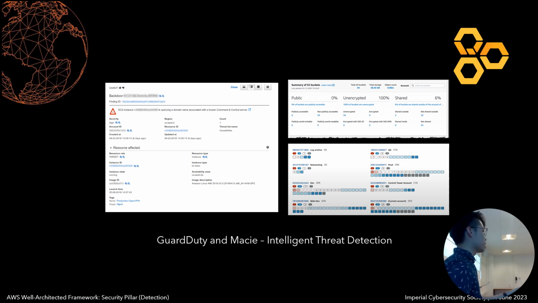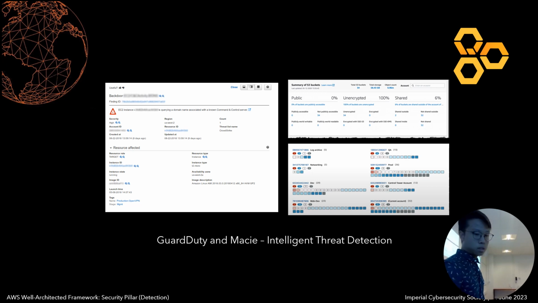But it has to go in, and from there it will scan the bucket, and from the data as well as the metadata from the bucket it is able to tell the level of sensitivity within the S3 bucket. So these are two services that perform intelligent threat detection on AWS.